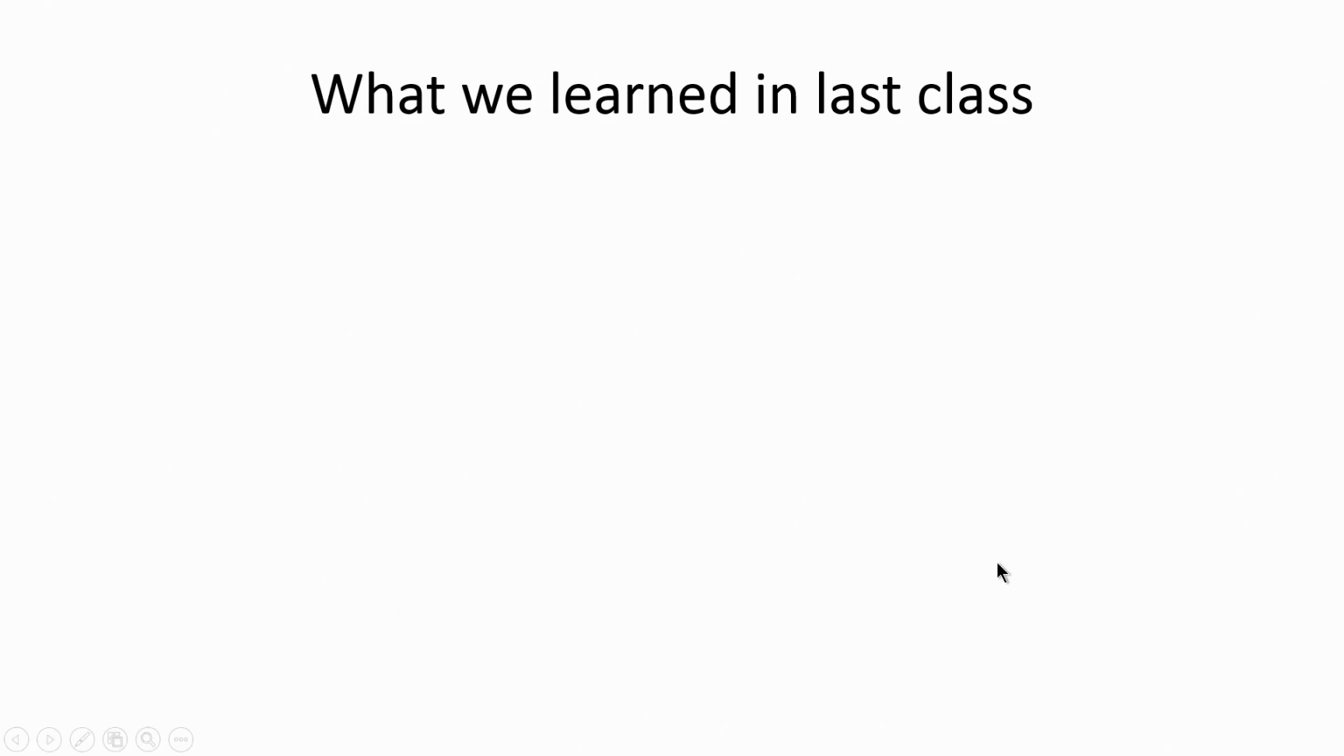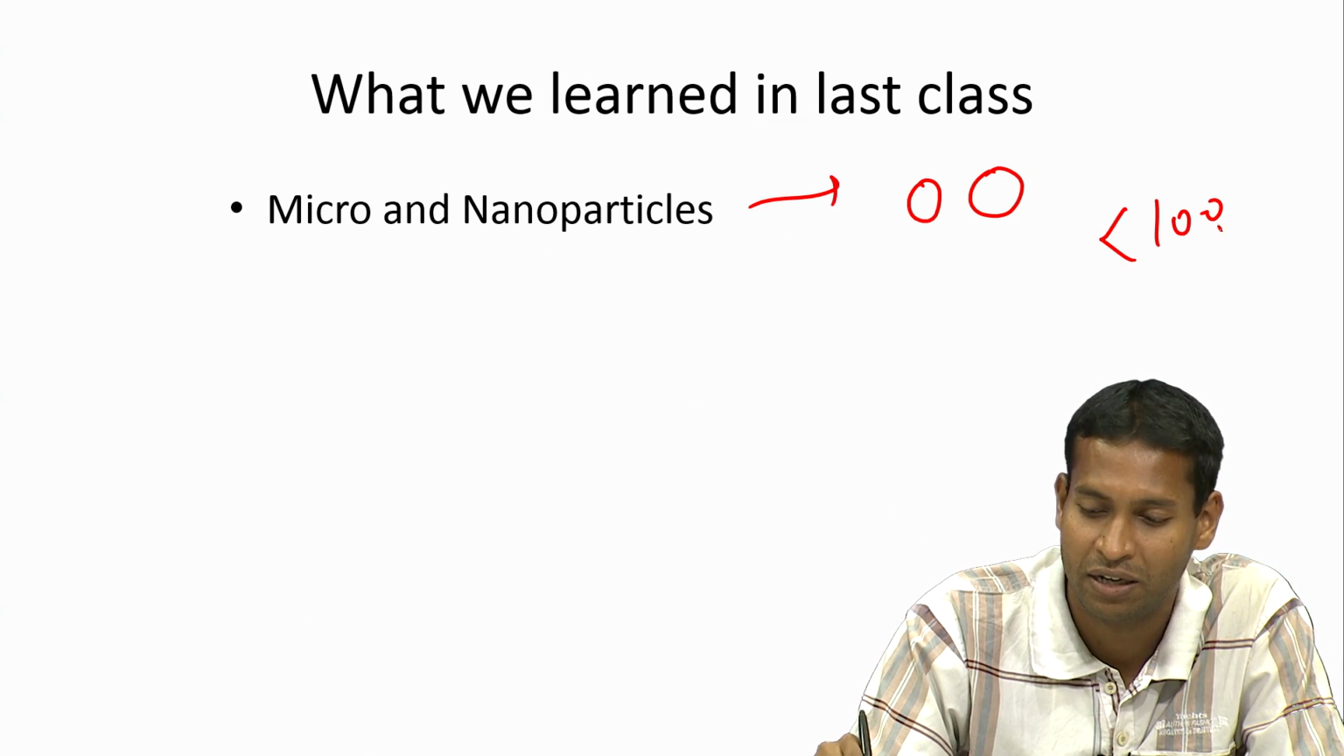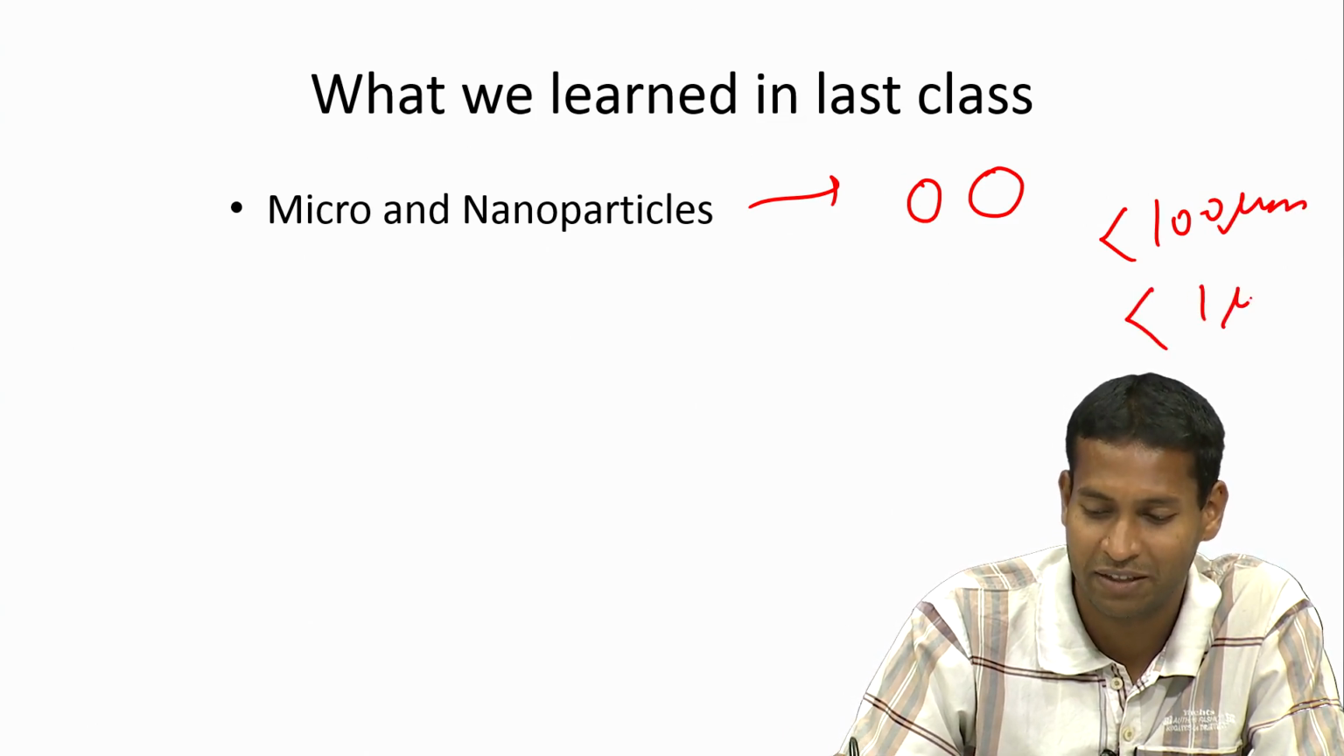So, just a quick recap of what we did in the last class. In the last class we introduced what micro and nanoparticles are. These are essentially the miniaturized versions of your matrix devices. Fairly small: anything less than 100 micron is a microparticle, and if you are talking about a nanoparticle, we are saying even less than 1 micron.